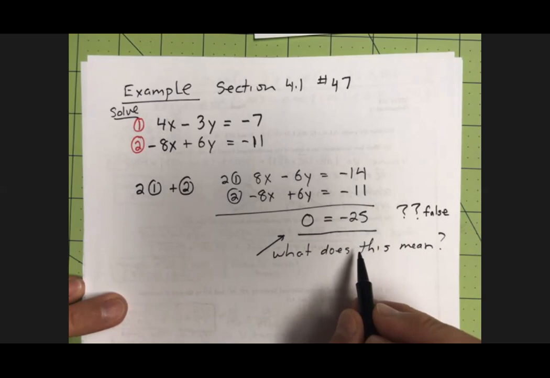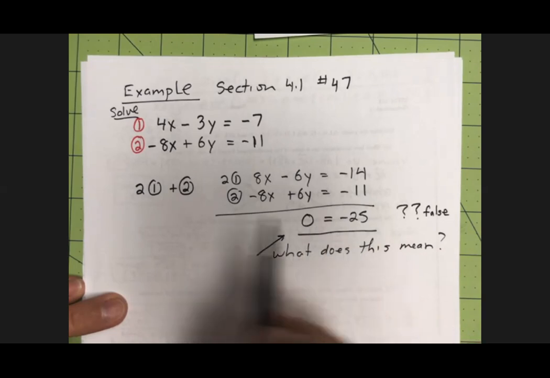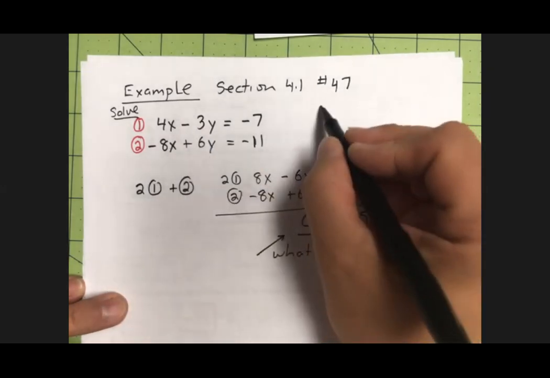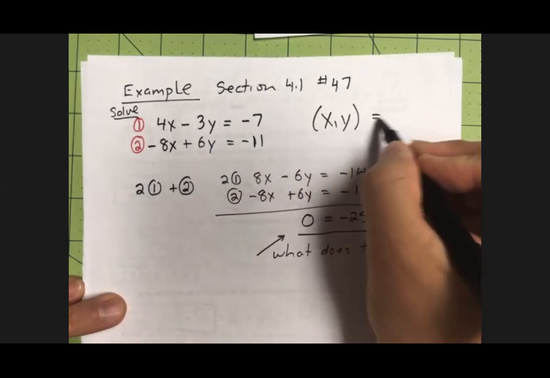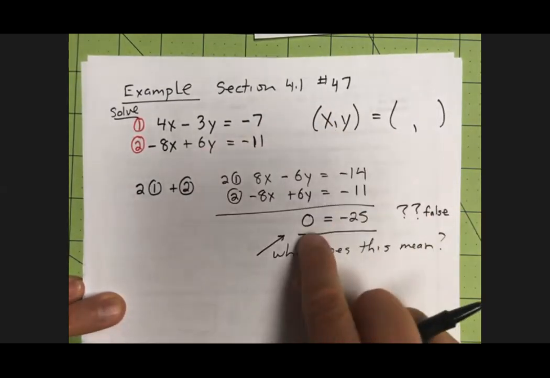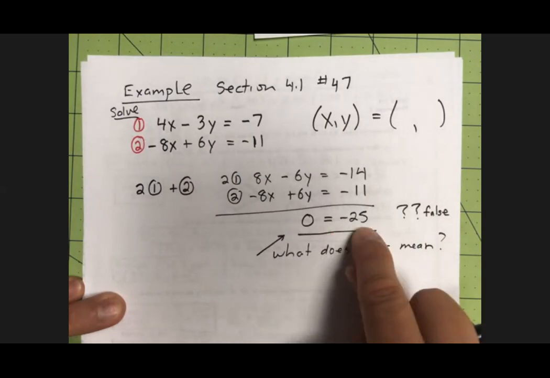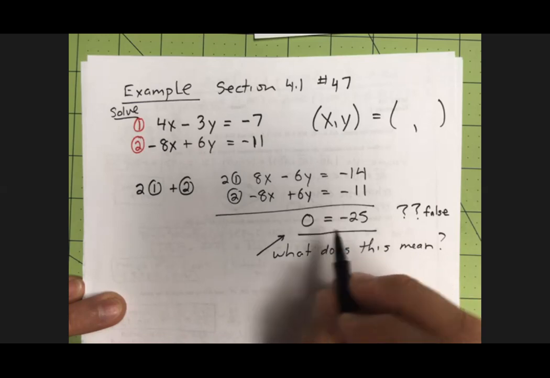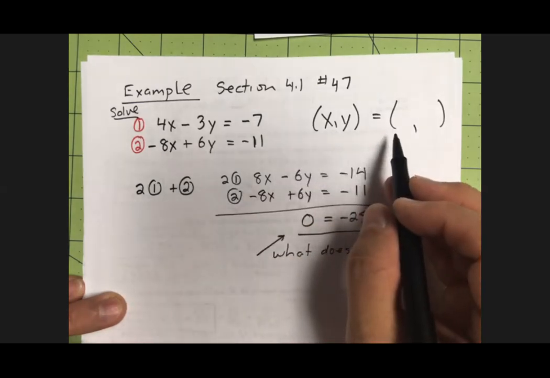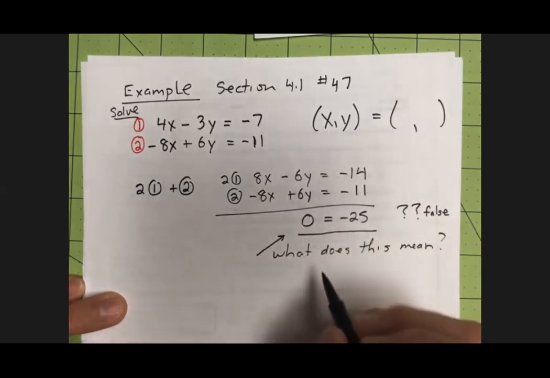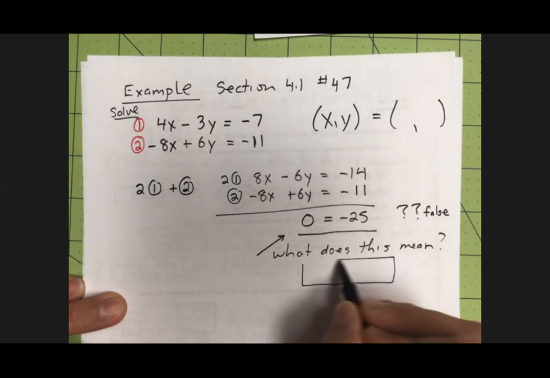Think about it. What it means in the end, remember what solve means. Solve means find the numbers that make both sentences true. Can you find me a point that lives on both of those lines? And what I've done is come up with a statement that's impossible. So what I've discovered is that there are no points that live on both of those lines. Now, in math language, the way you say that is, there is no solution.